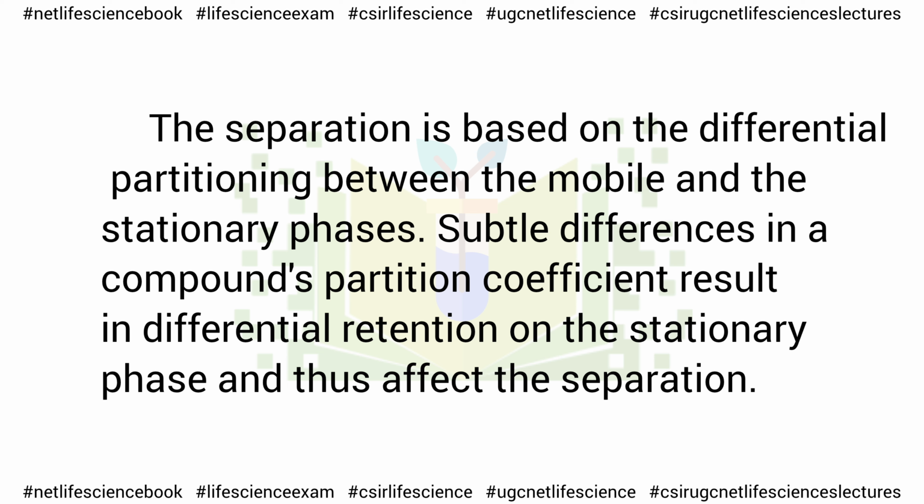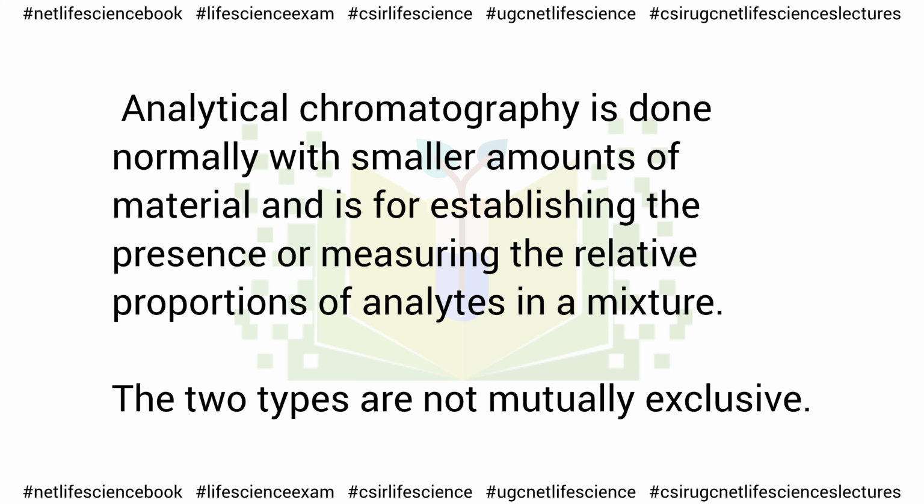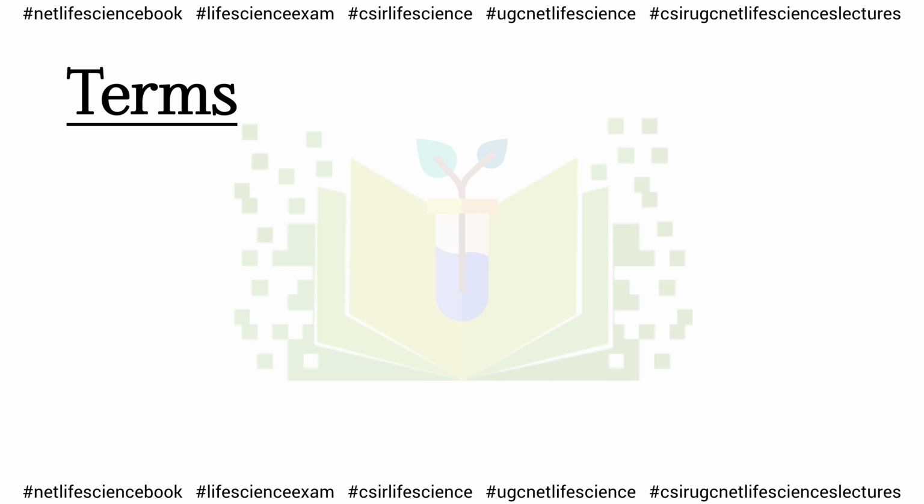The separation is based on the differential partitioning between the mobile and the stationary phases. Subtle differences in a compound's partition coefficient result in differential retention on the stationary phase and thus affect the separation. Chromatography may be preparative or analytical. The purpose of preparative chromatography is to separate the components of a mixture for later use, and is thus a form of purification. This process is associated with higher costs due to its mode of production. Analytical chromatography is done normally with smaller amounts of material and is for establishing the presence or measuring the relative proportions of analytes in a mixture. The two types are not mutually exclusive.